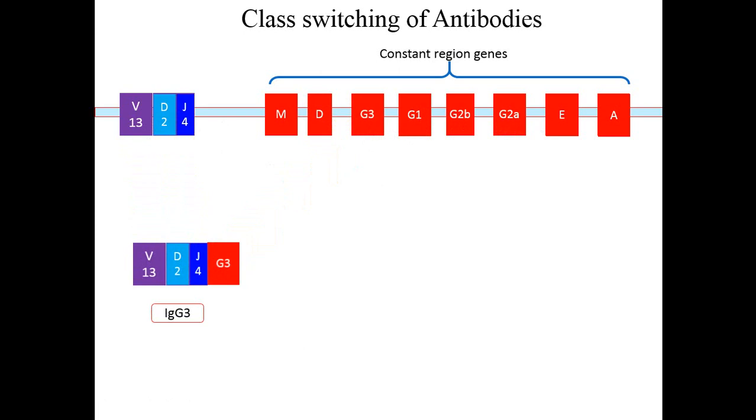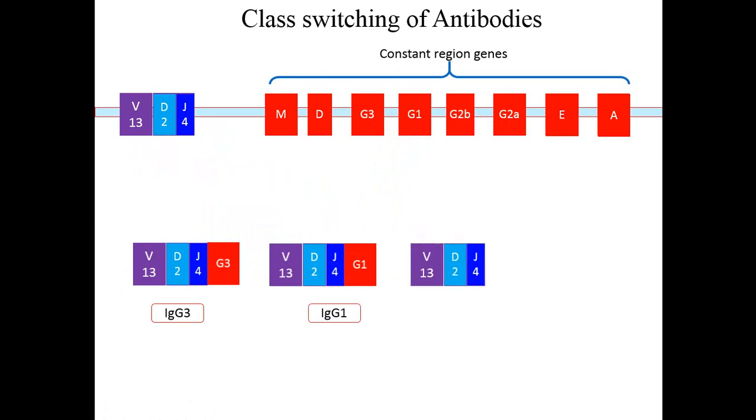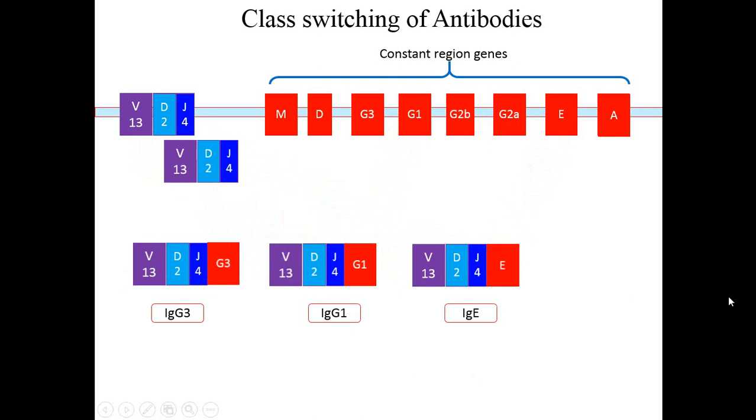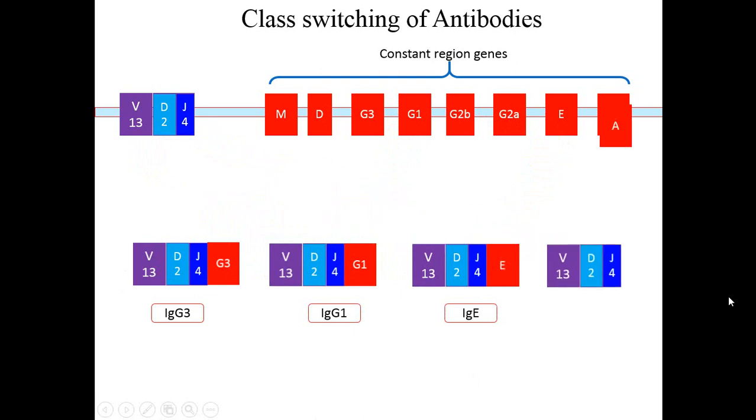In humans, there are 1, 2, 3, 4. The one that I'm showing in here is 1, 2A, 2B, and 3. This is for mice. But for humans, it's 1, 2, 3, 4. So the VDJ comes next to one of the G's or one of the other ones. Like if I need IgG, this one will happen. If I need IgE, this one will happen. If I need IgA, the next one will happen.